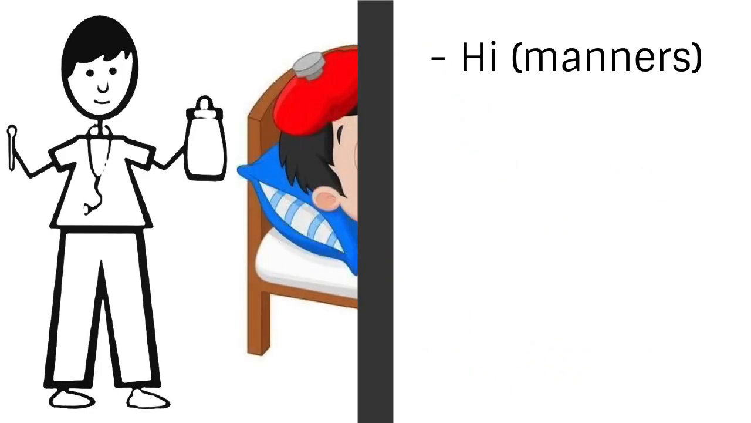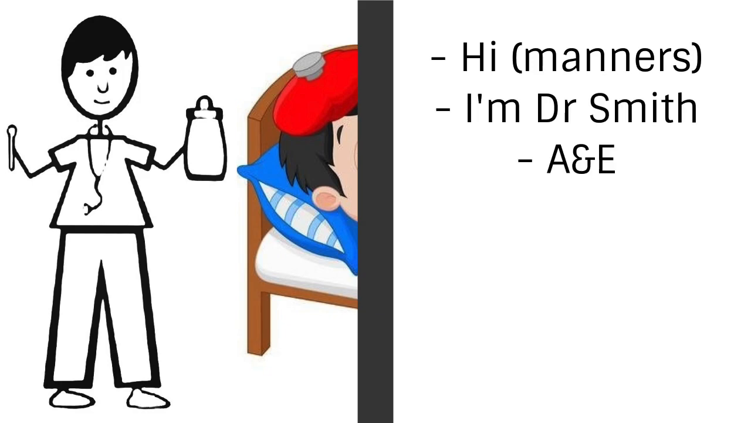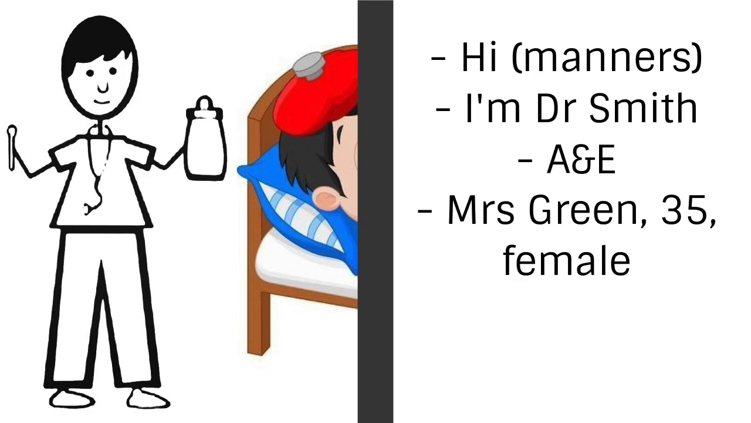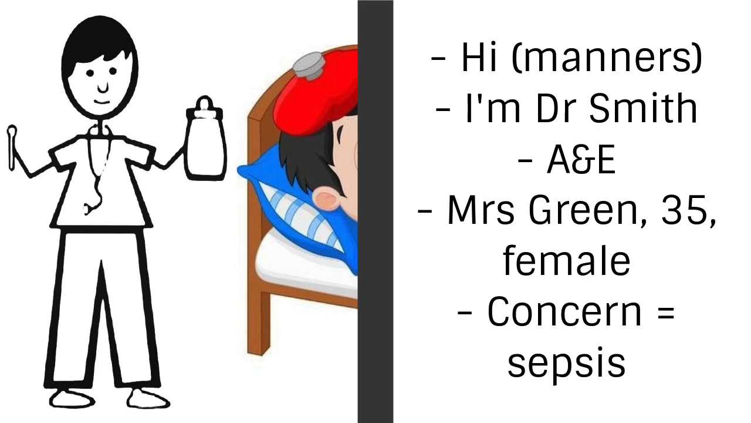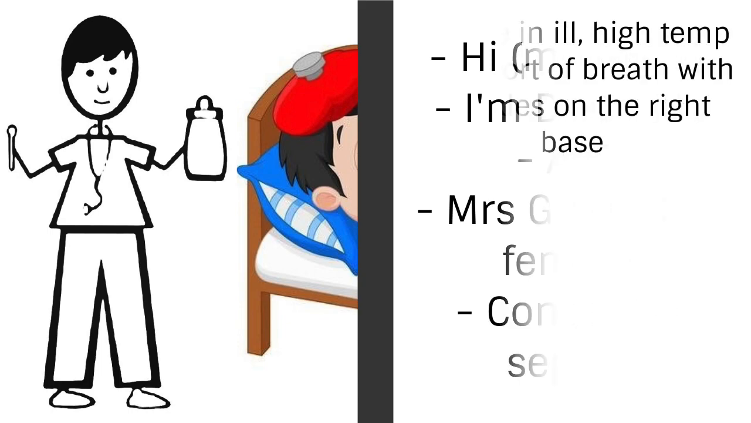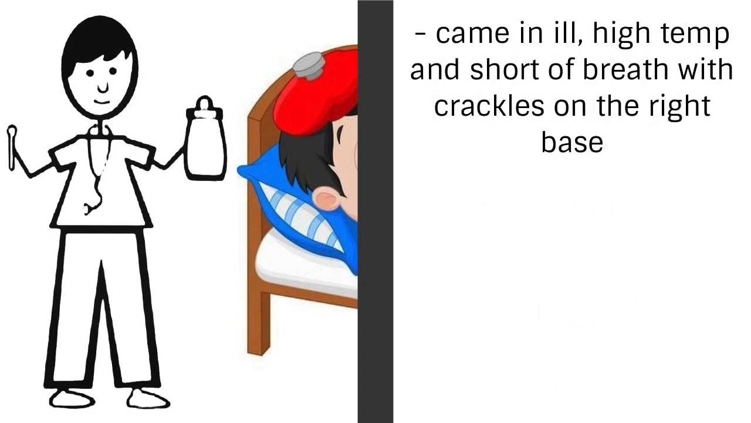Hi, is this the MedReg on call? I'm Dr. Smith, the F1 on the A&E ward. I'm calling about a patient, Mrs. Green, a 35-year-old female, because I'm concerned that she may be going into septic shock. She came into A&E feeling a little bit unwell and with a high temperature, and she's been feeling short of breath for a couple of days now. When I listened to her breathing, she had crackles on the right base.